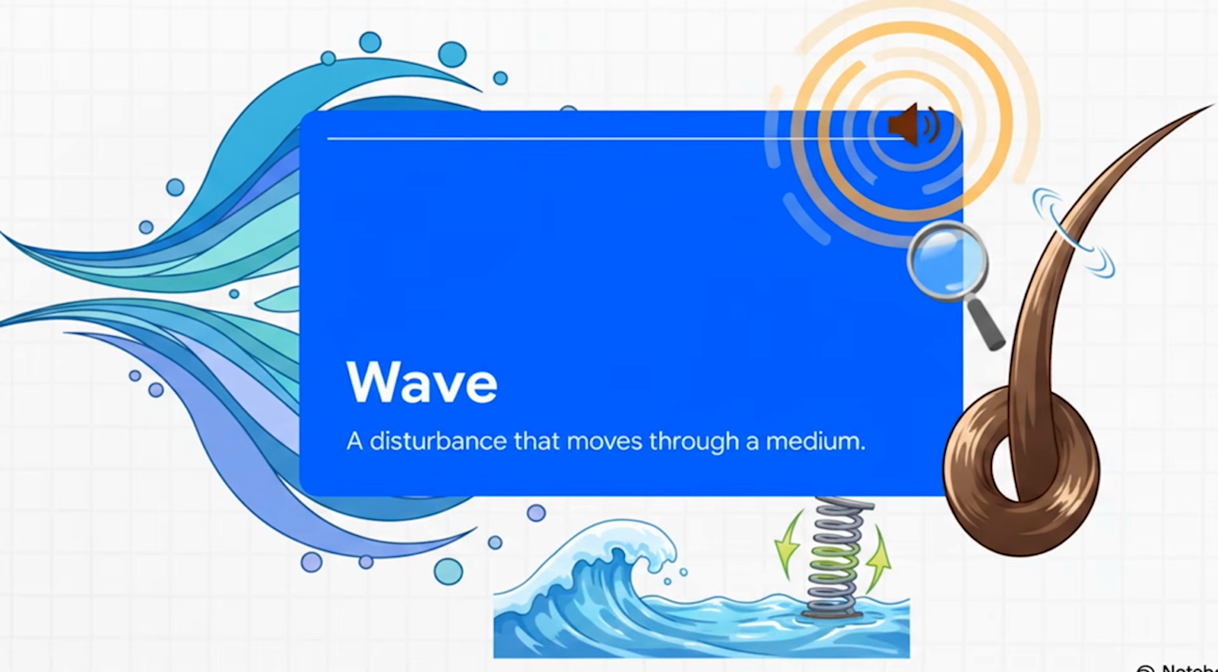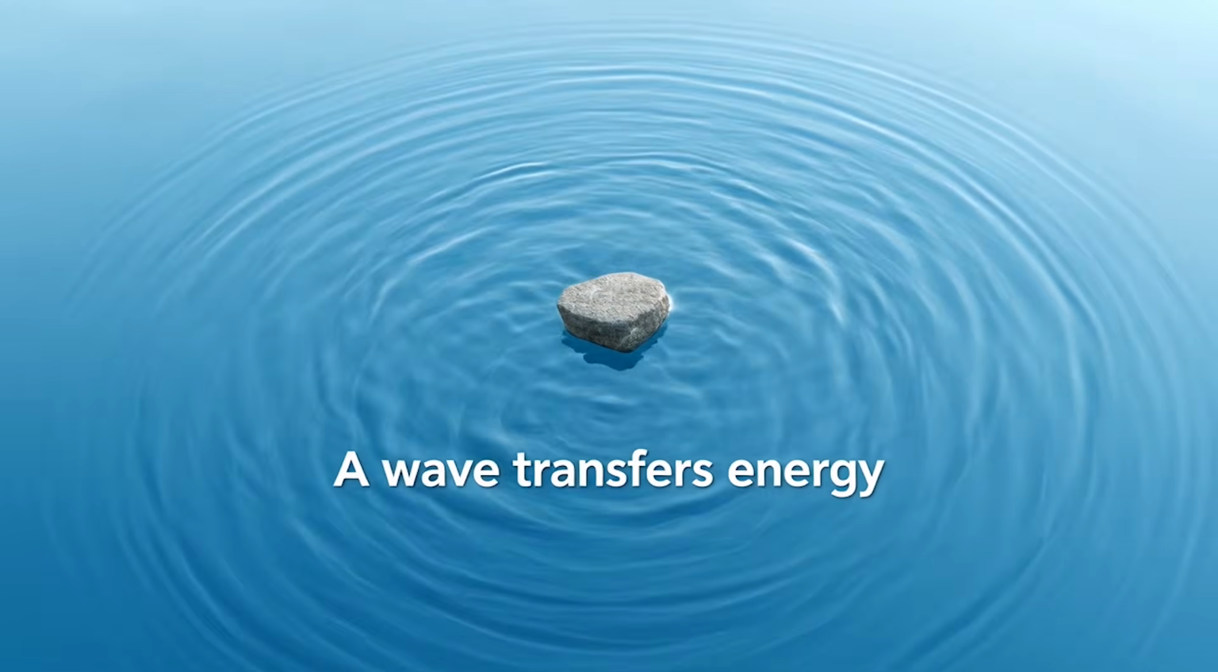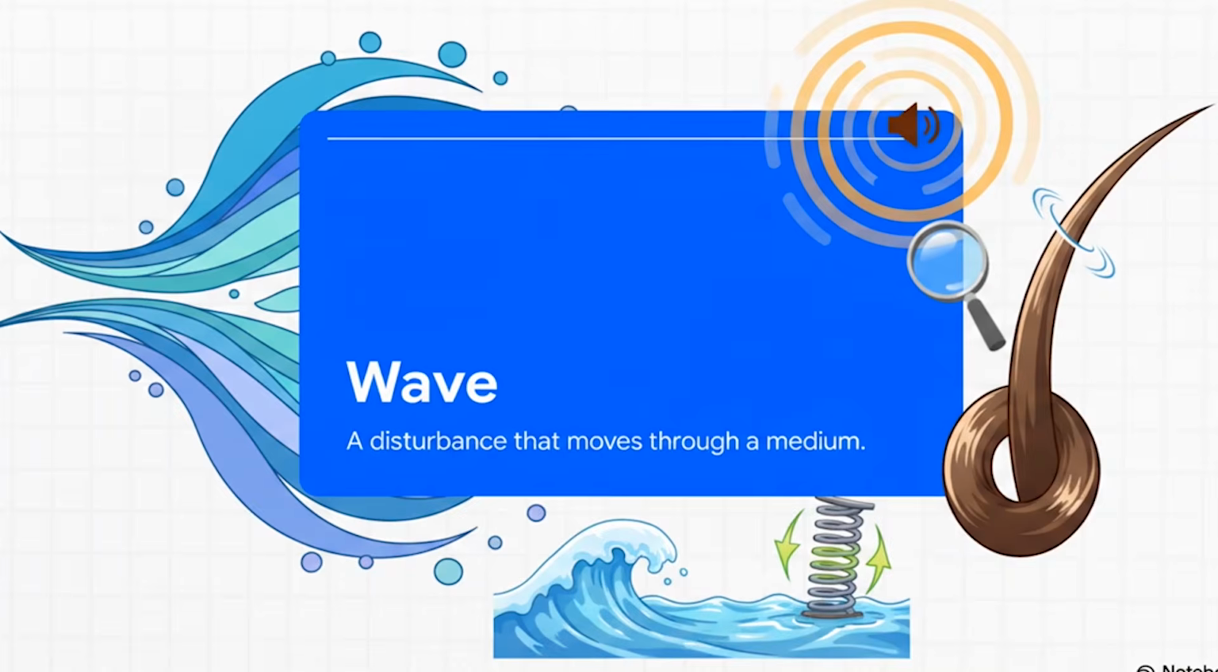A wave is a disturbance. That just means something is interrupted or moved from its resting position. And a medium? Well, that's just the material it travels through. It could be water, a piece of string, or even the very air around us.